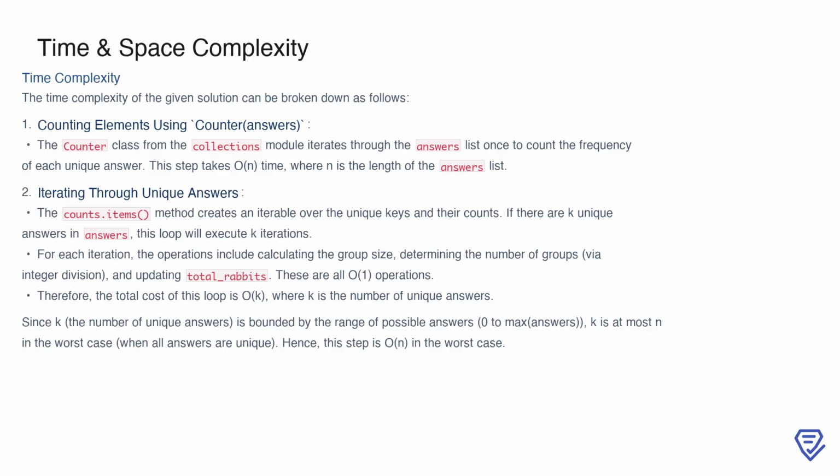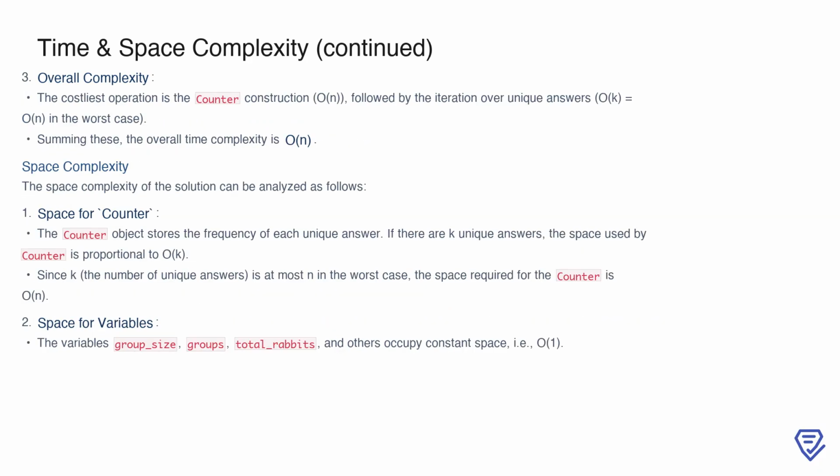Since k, the number of unique answers, is at most n in the worst-case scenario, where every answer is unique, this step also has a time complexity of O(n). Now, combining these steps, the time complexity of the solution is determined by the 2 main operations, the construction of the Counter object, which is O(n), and the iteration over the unique answers, which is also O(n) in the worst case. Adding these together gives an overall time complexity of O(n).